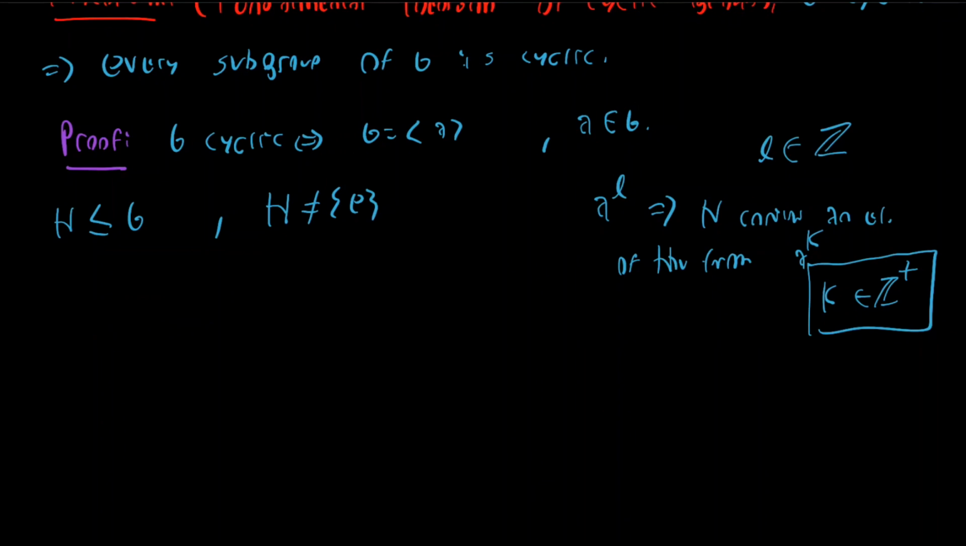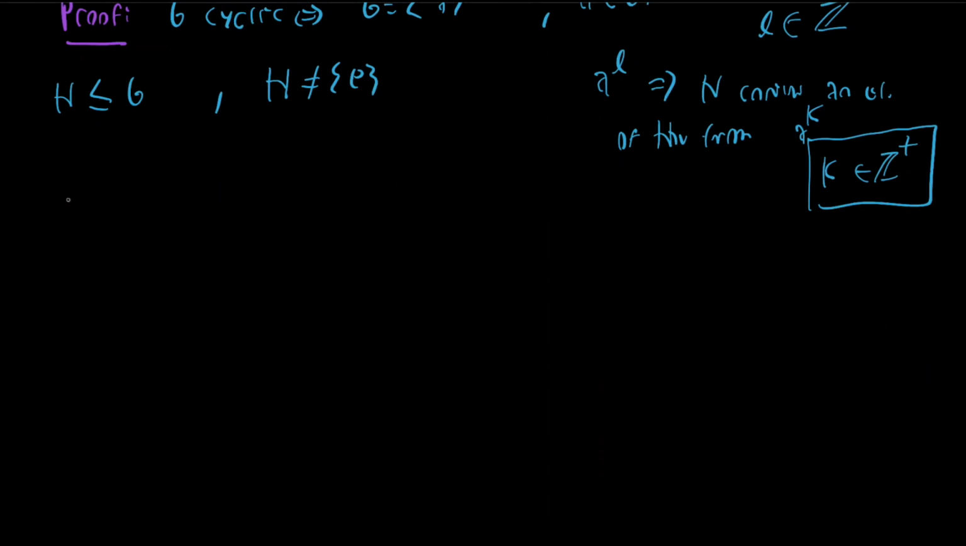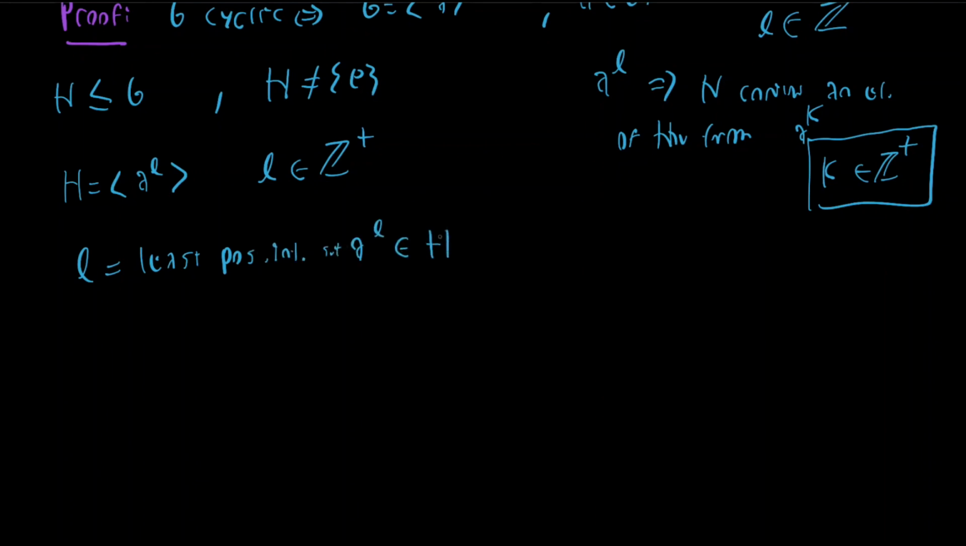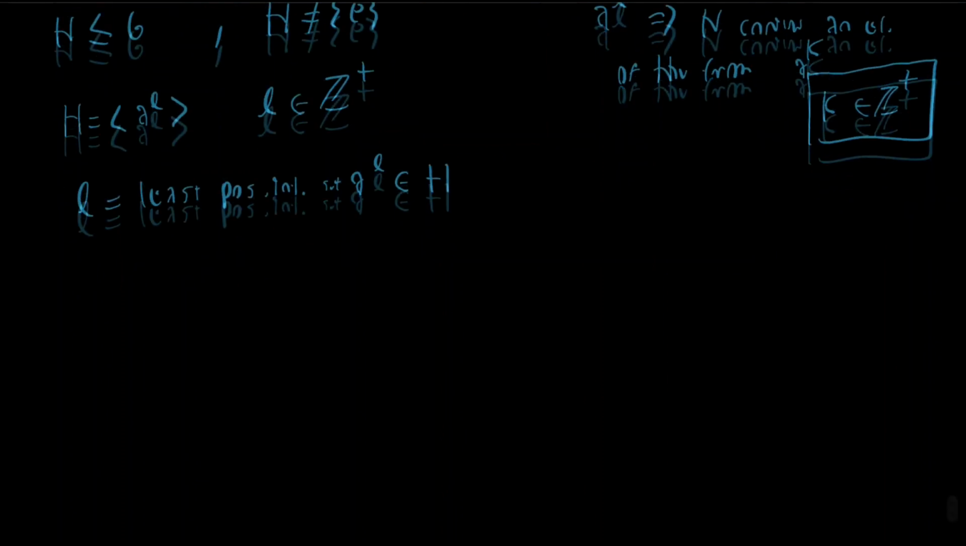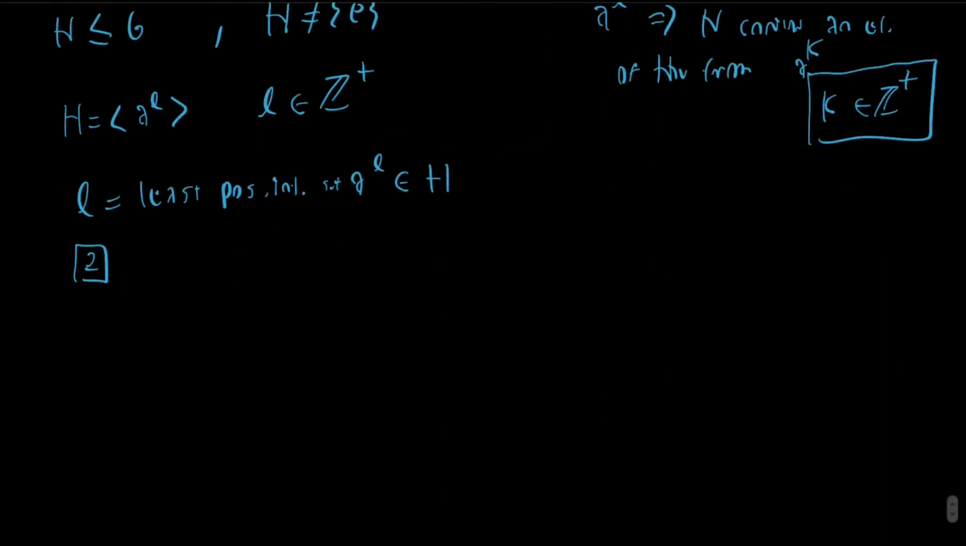Now what we want to show is that H can be written as the cyclic subgroup generated by an element a to the L, raised to a positive integer L. Let's also specify what this L should be in particular. L should be the least positive integer such that a to the L is in H. Let's start by proving the reverse inclusion.